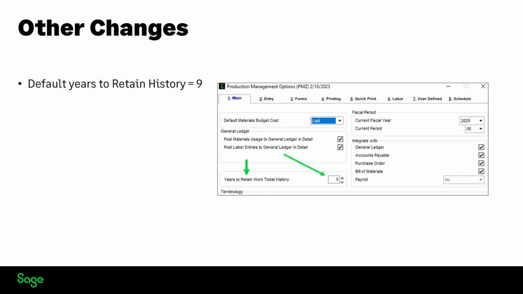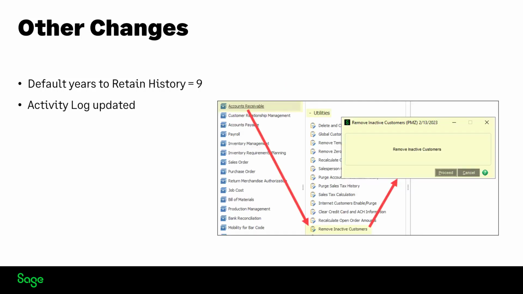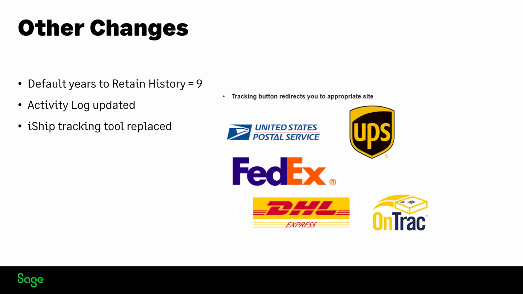The default setting for years to retain history will now be set to 9 years. It will not override any current settings on your system. As we see, mine remained at 5 years. Moving to the activity log, it will update the details when an inactive vendor or inactive customers are removed from the system. And the iShip tracking tool has been replaced by redirecting you to the vendor's tracking tool.